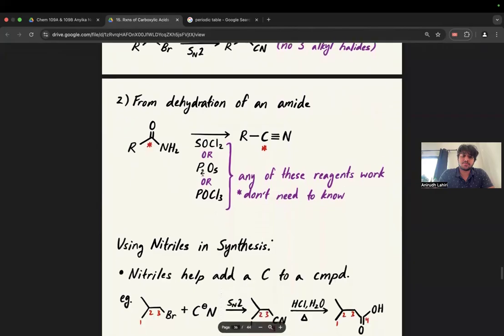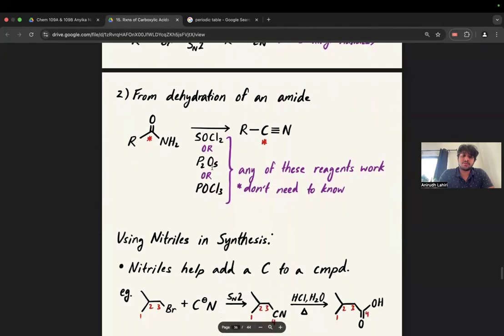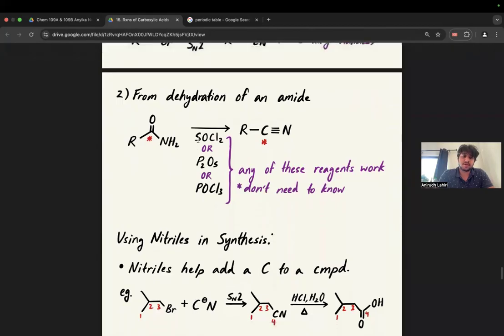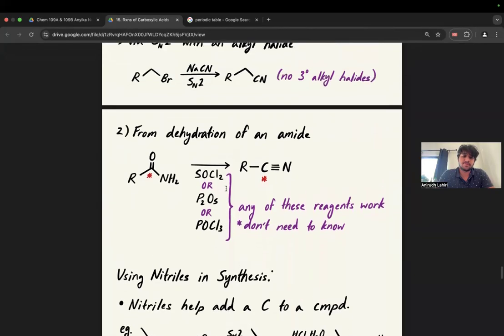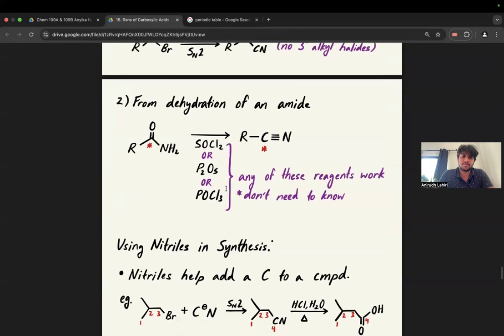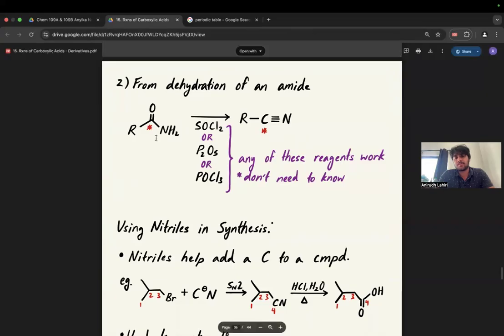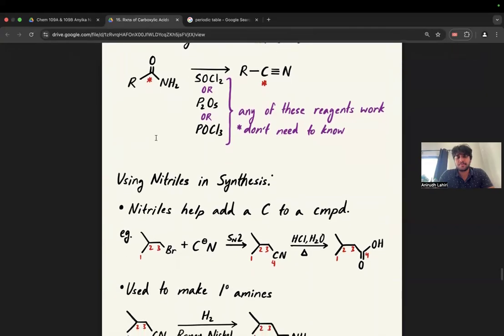Dehydration of amides: SOCl2, P2O5, or POCl3. Any of the reagents will work. Traditionally in this class, we've seen SOCl2, and I know that we've also seen POCl3. You're not really on the hook for any of these mechanisms. It's sufficient to just understand that they dehydrate an amide. SOCl2 is also seen as an activation agent. For amides, there's nothing else that can activate them. So again, just keep that in mind.